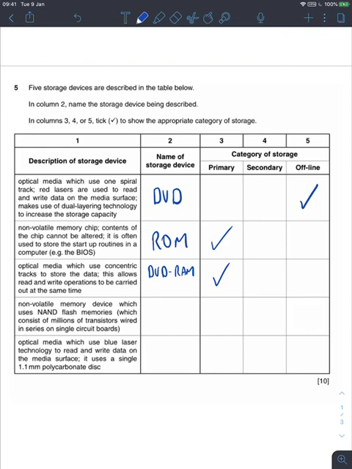Next one, non-volatile memory device that uses NAND flash memories, which consist of millions of transistors wired in a series on a single circuit board. We could go for USB storage or SD type storage. Let's go for SSD, which of course is secondary. Next one, optical media uses blue laser, so we can probably stop there and know that it's going to be Blu-ray. And that's offline, so 10 marks available for that question.